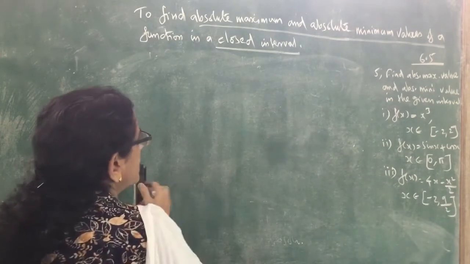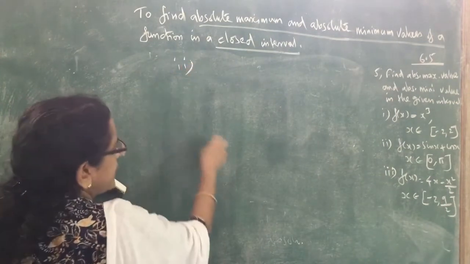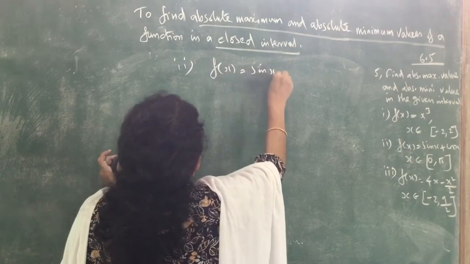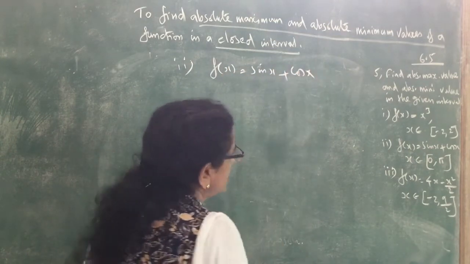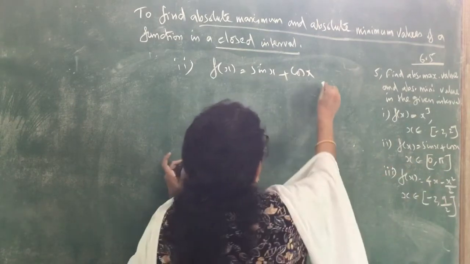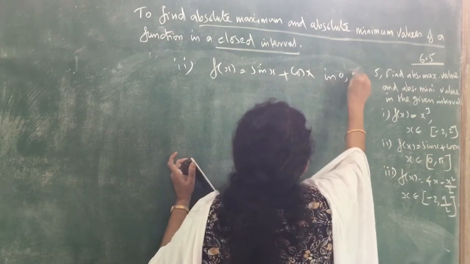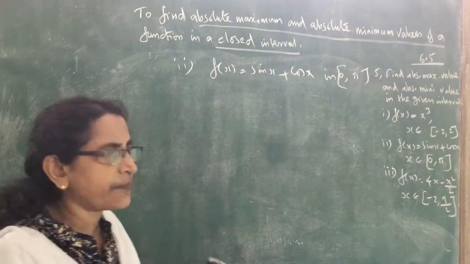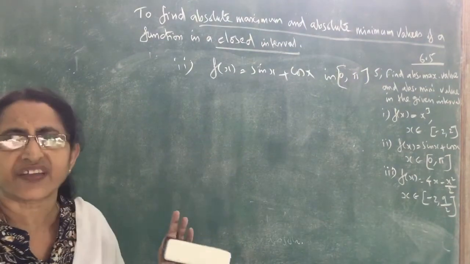Now the second one: f of x equal to sin x plus cos x in the closed interval 0 to pi. So we have to find the absolute maximum and absolute minimum value. First we have to find the critical points.